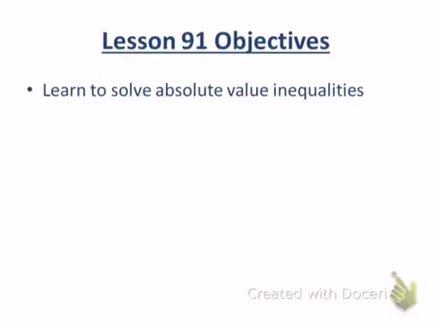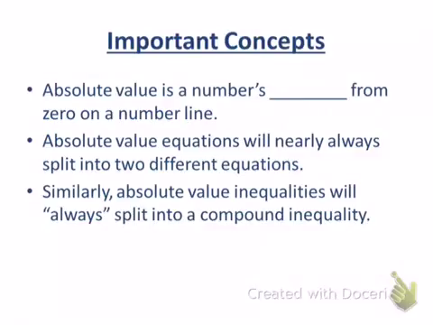It's the distance from zero. So if we're talking about the distance from zero being less than something or greater than something, then we're talking about two completely different things. If our distance from zero is less than a number, that's going to be a different type of compound inequality. If our distance from zero is greater than something, that's a different kind of inequality. All right, so let's just dive in and look at some important concepts.